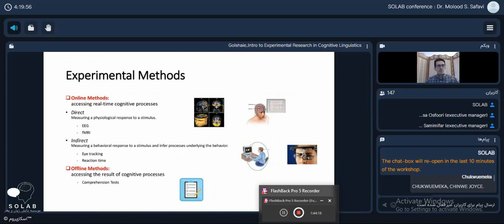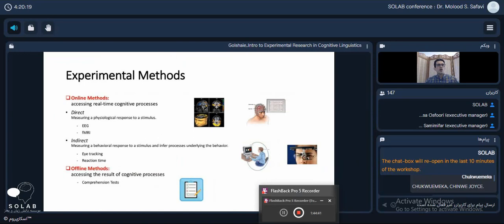So let's see what experimental methods are. They are broadly classified into just two domains: one, online methods, and one, offline methods. Online methods just access real-time cognitive processes.